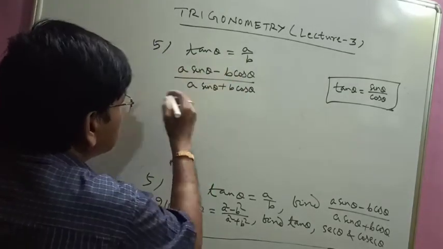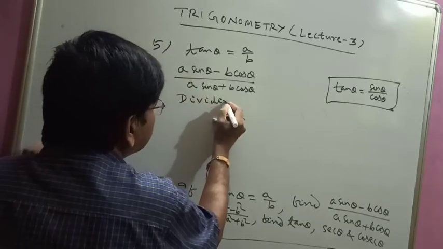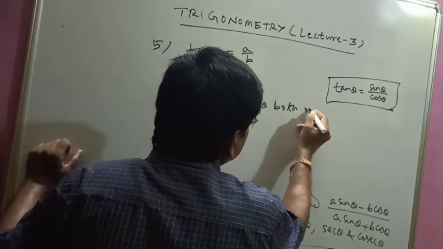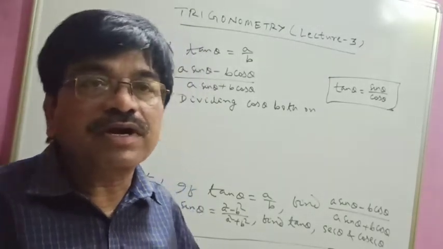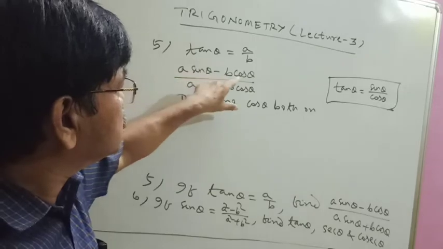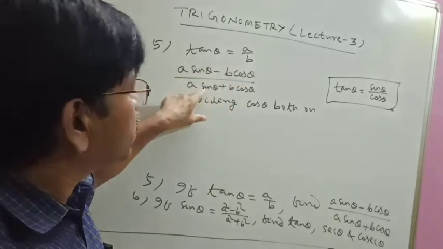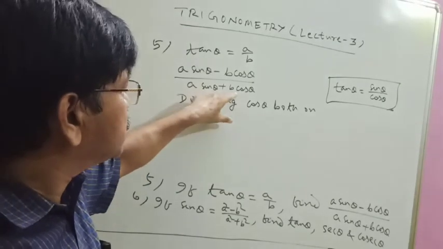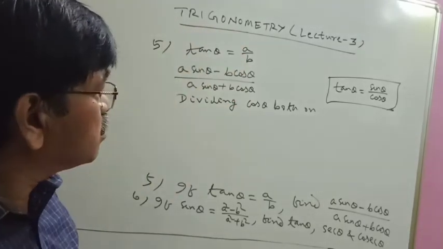Then put the value. So let us divide by cos theta both on numerator and denominator. Why am I dividing by cos theta? Because you see, this becomes a sin theta by cos theta, which will be tan theta. This b cos theta by cos theta gets cancelled, you get b only. In the denominator, a sin theta by cos theta is a into sin by cos, tan, and b cos theta by cos theta gets cancelled to b. So you can put the value of tan theta.